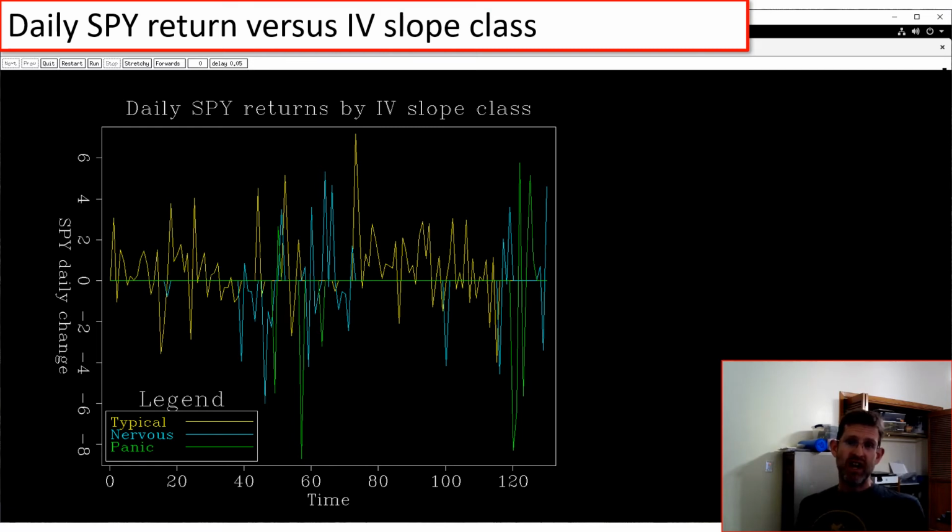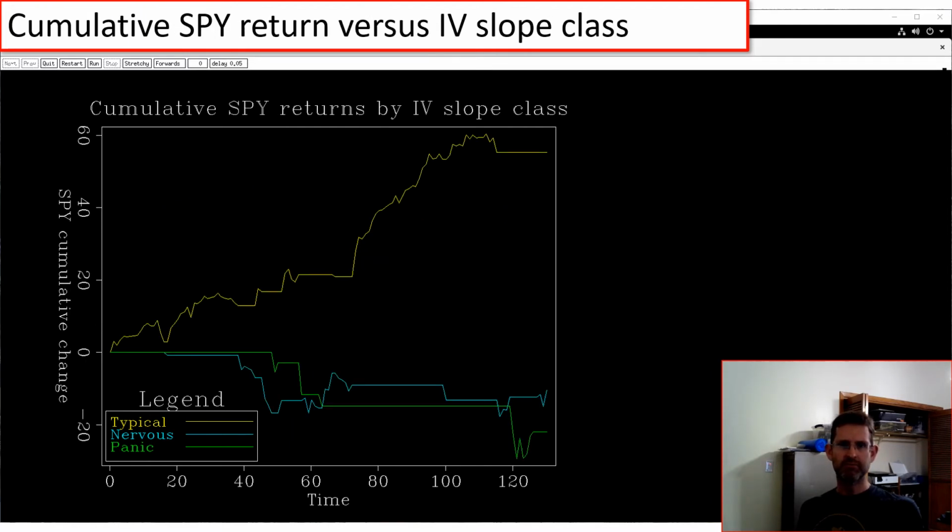Okay, so now let's plot the daily SPY returns over time, but we'll color code them based on the IV slope class. It's kind of hard to make sense of this, but the next slide really brings it home. So if you integrate those curves in time, you get a cumulative return broken out by IV slope class. And the results are really clear.